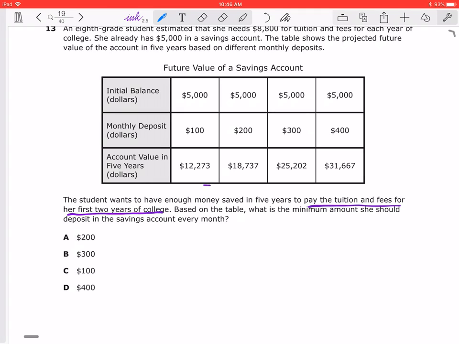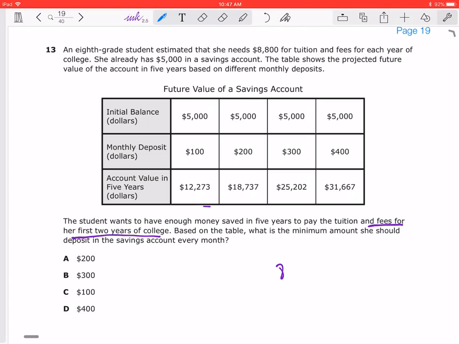Well, so that means that we need to figure out, and then she says, based on the table below, what is the minimum amount that she should deposit in the savings account each month? Well, discounting this, 100 is fine, but we want to know how much she needs for the first 2 years. And it costs us $8,800 for 1 year, so that's 1 year.